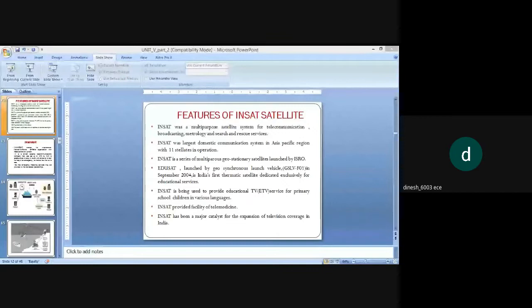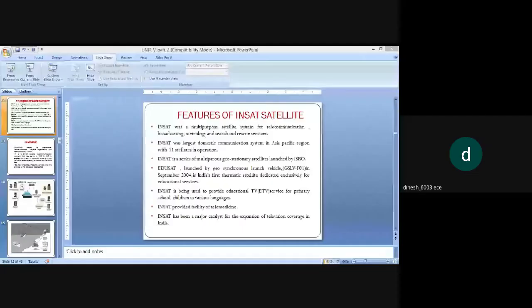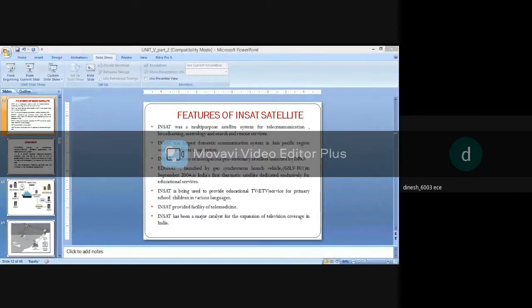The EDUSAT, launched by the Geosynchronous Launch Vehicle GSLV F01 in September 2004, is India's first thematic satellite dedicated exclusively for educational services. So INSAT is being used to provide educational TV or ETV service for primary school children in various languages. The INSAT also provided facility of telemedicine. So this INSAT has been a major catalyst for the expansion of television coverage in India.